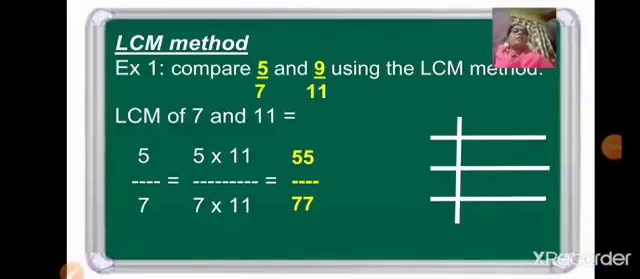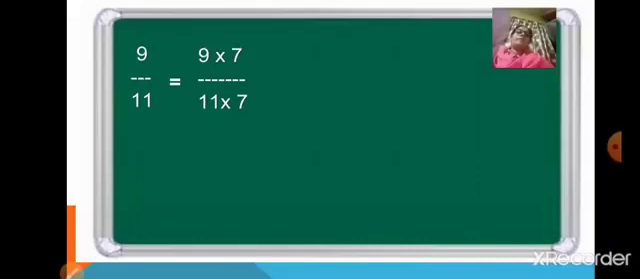Coming to the next fraction, that is 9 upon 11. Now 11 multiplied by which number will give you 77? That is 11 into 7 will give you 77. When you are multiplying the denominator by 7, you will also multiply 9 by 7, that is, the numerator also will be multiplied by 7. So your fraction becomes 63 upon 77.